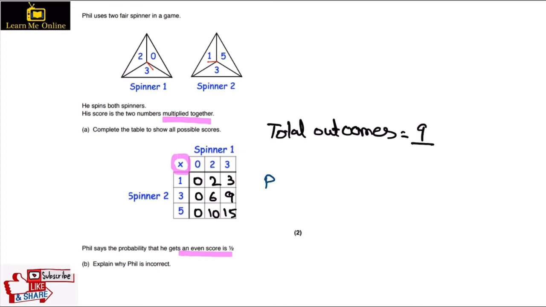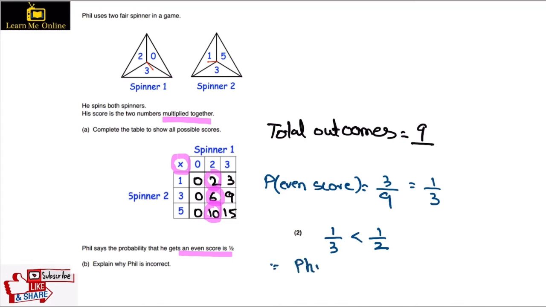So the probability of the even score is, we see what the even numbers are. Let's highlight the even numbers. So it's 1, 2 and 3. So we have 3 even numbers. Let's write it down in probability form, which is the fraction. So 3 over 9. When you simplify this 3 over 9, you get 1/3. And of course, because 1/3 is less than a half, therefore you write down that Phil is incorrect.